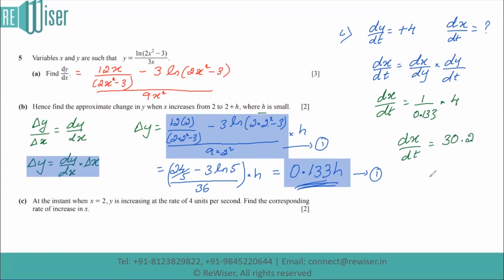And the marks distribution goes something like this: figuring out this step and substituting the 0.133, basically writing down that dx by dt is equal to 4 over 0.133, can get us 1 mark. And finally, finding out the final answer can get us another mark. This is how the marks distribution goes.